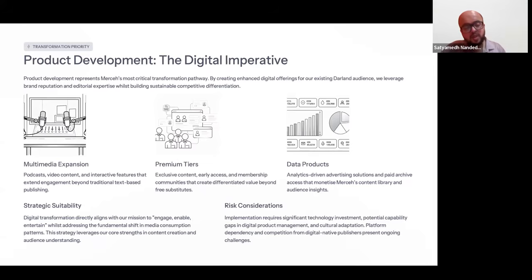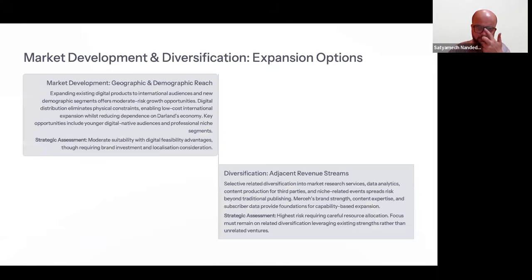And when you're going for this digital transformation, I think your mission was always to engage, enable, entertain while addressing the fundamental shift, right? So do not leave control of that. When I'm talking about the risks involved here, naturally there is a huge investment in technology that will have to happen. You will have to ensure that you have the capability to work on this kind of technology and a deeper cultural adaptation, because your staff will also have to shift their mindset from print to digital. So that change of course will be critical.